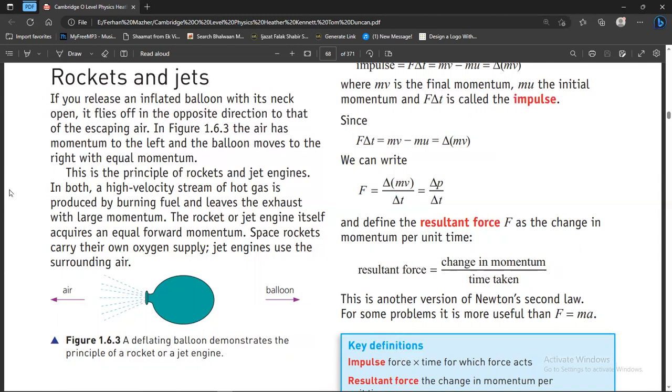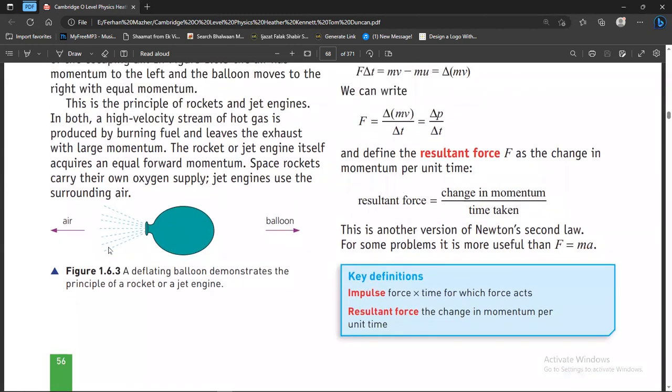In both, a high velocity stream of hot gas is produced by burning fuel and leaves the exhaust with large momentum. The rocket or jet engine itself acquires an equal forward momentum. Space rockets carry their own oxygen supply. Jet engines use the surrounding air.